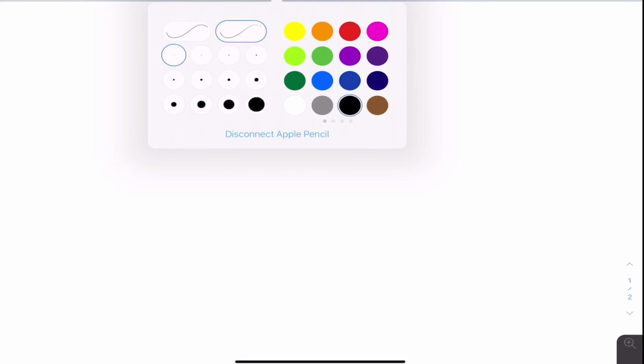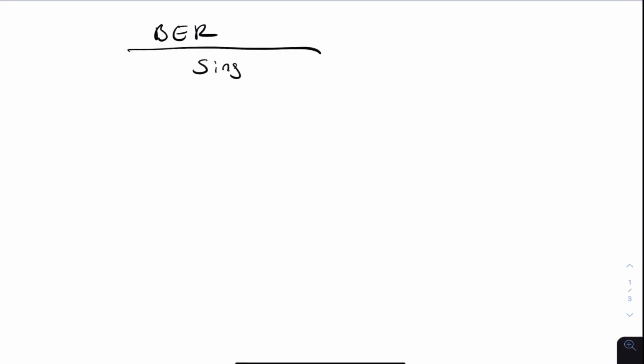Okay, so let's talk about base excision repairs, or BERs. In a base excision repair, essentially what we're doing is working with a single strand of DNA, so it's a single strand repair mechanism.